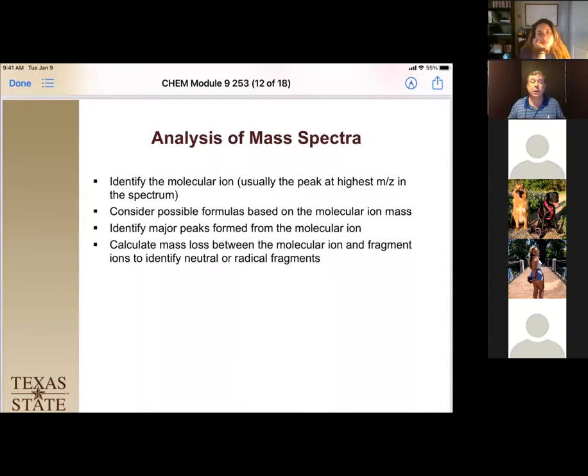So if you had, let's say, just a straight chain hydrocarbon, you're going to see it break apart in little pieces. If you had an ester, you're going to see it make the carboxylic acid fragment and the alcohol fragment. So you're looking for those fragments, and you can build them together.